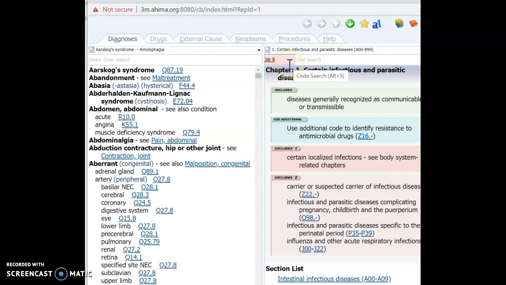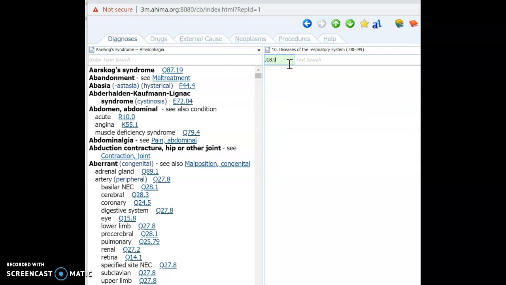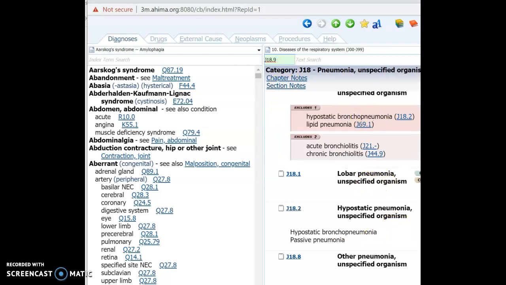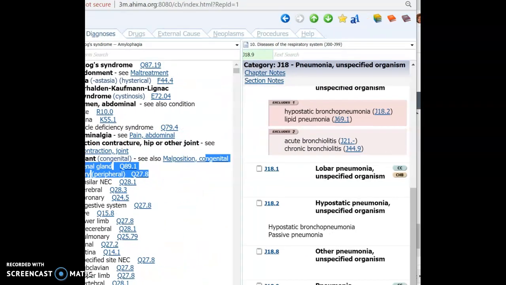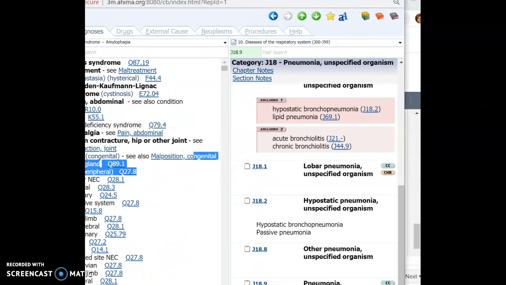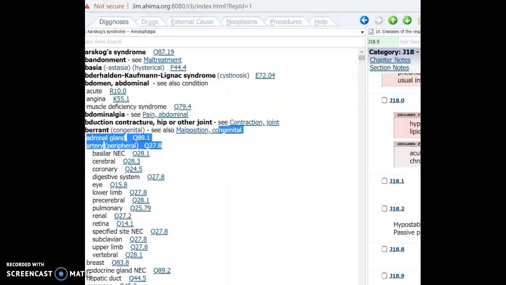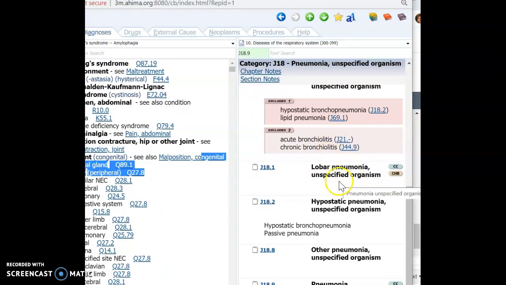J18.9. So we have pneumonia here, of unspecified organism. We know it's bacterial. Some of you coded the lobar. Make sure you go through your rules on that because that can get a little tricky on when to code that and when not to code it. Basically we really need to go just with unspecified organism here. We are going with the generic pneumonia.